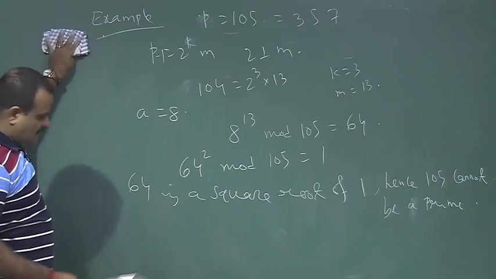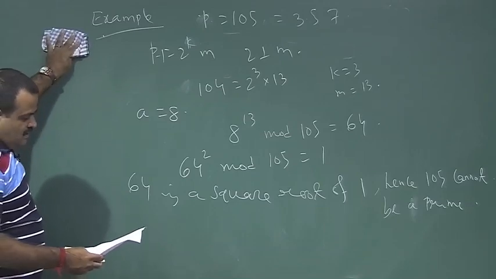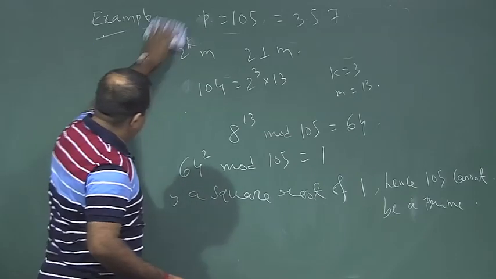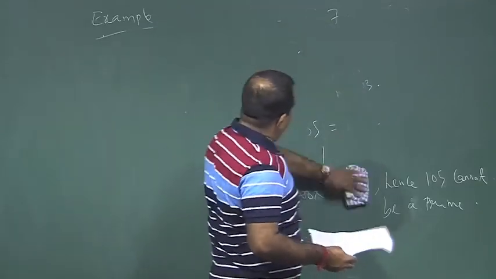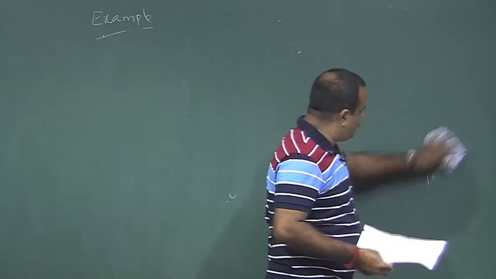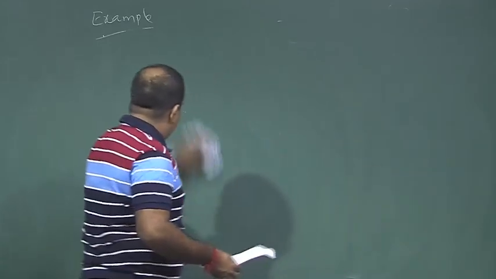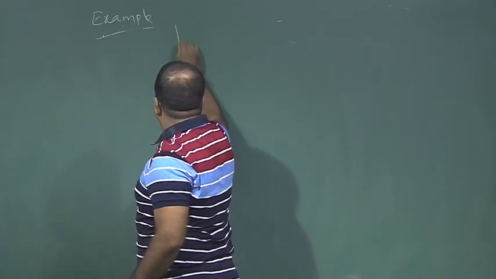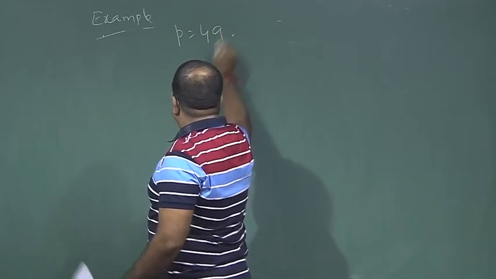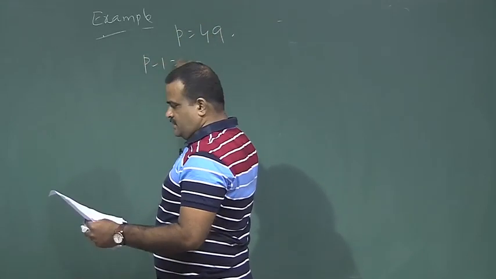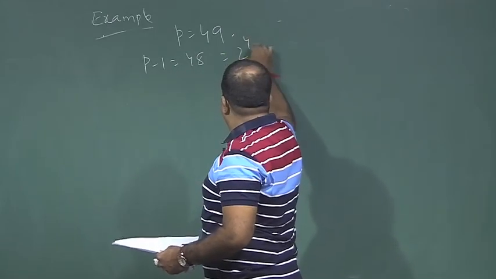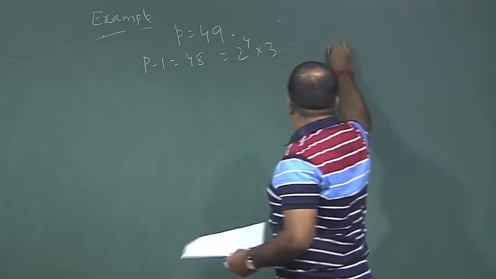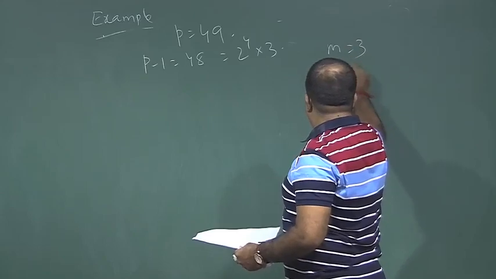Let us take another example, n equal to 49. Just now we used this example for Fermat, so let us apply it here also. Suppose we take p equal to 49. What is p minus 1? p minus 1 is 48, which is 2 to the power 4 into 3. So, m is 3 and k is 4.